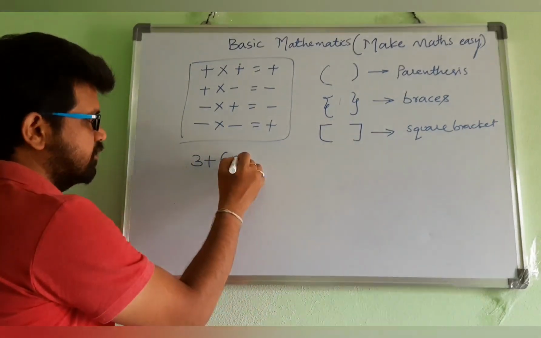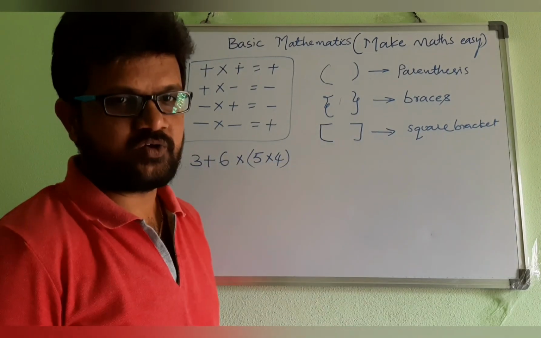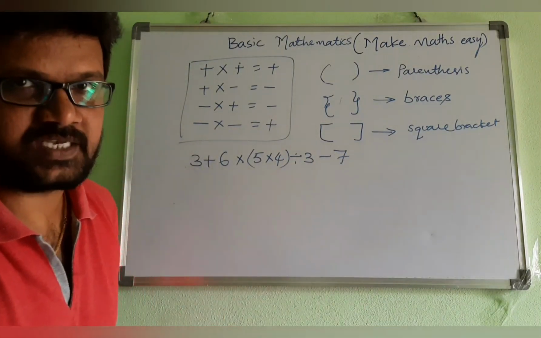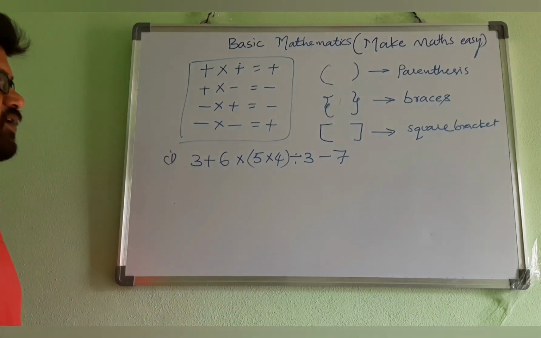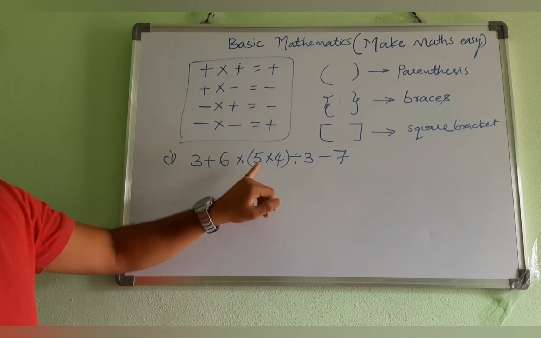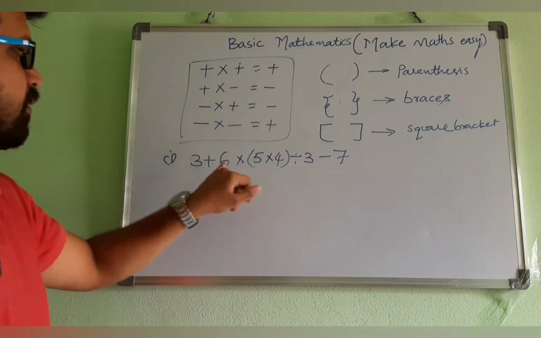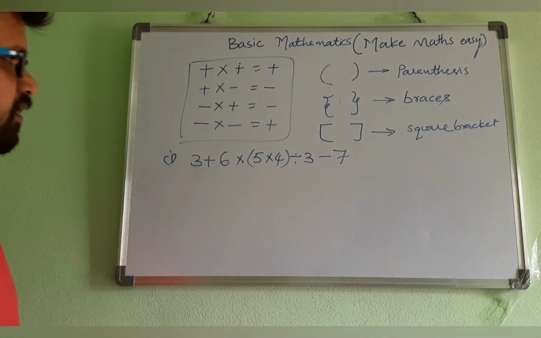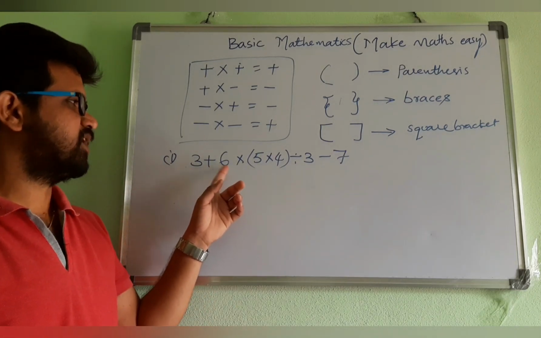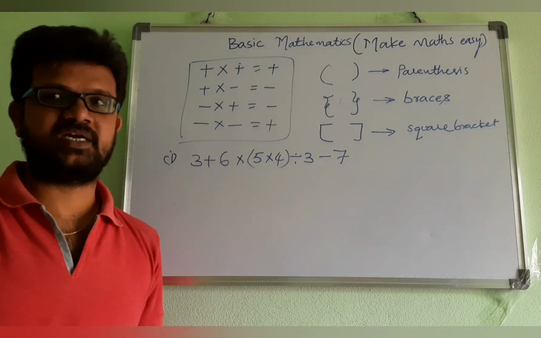So if we take one example, for example, note down this: 3 plus 6 into 5 into 4 divide by 3 minus 7. We have to simplify this. How to do this one? Here if you observe, we have all the operators: plus, minus, into and division. So many of the students, first what they will do, 3 plus 6 is 9, 9 into 5, 45 into 4. They will do like this only, but that is wrong.